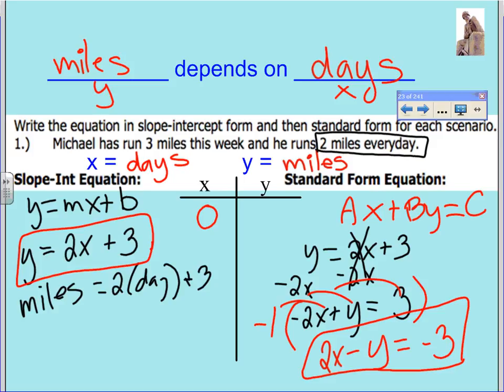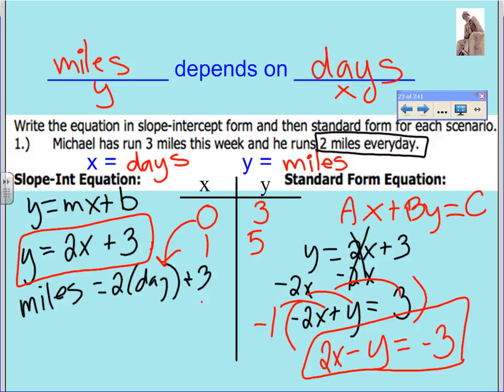Well, how do you know that? Awesome. At day 0, that's why I wrote this out like this. At day 0, 2 times day 0 is 0, plus 3 is 3. He has run a total of 3 miles. Okay, someone else. At day 1, how many miles has Michael run? Sage. Awesome. 5. That was after day 1. How does Sage know that? 2 times 1 is 2, plus 3 is 5.